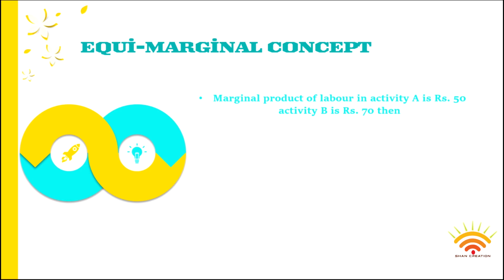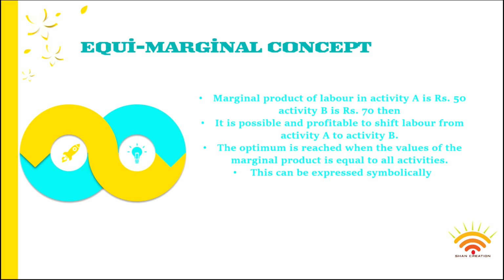For example, the marginal product of labor in activity A is 50 rupees while that in activity B is 70 rupees. Then it is possible and profitable to shift labor from activity A to activity B because B is more profitable. The optimum is reached when the values of the marginal product are equal in all activities. This can be expressed symbolically as mentioned here, that all the marginal productivities are equal, where the marginal productivity of labor is equal in each section. Here L is labor.